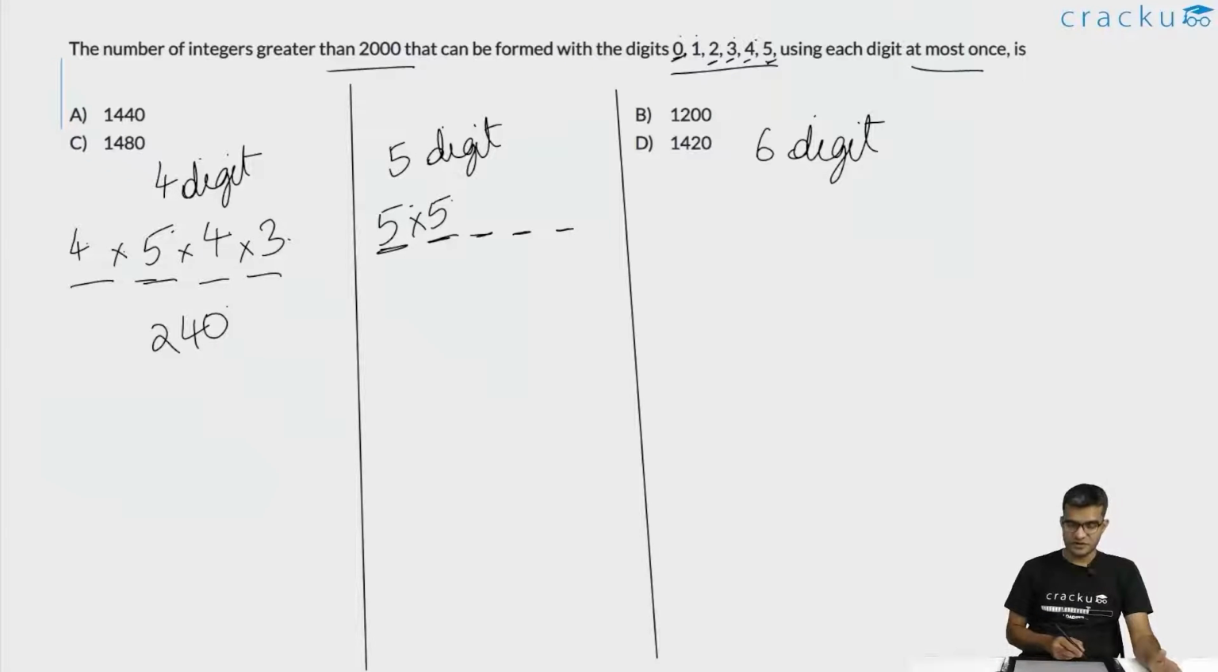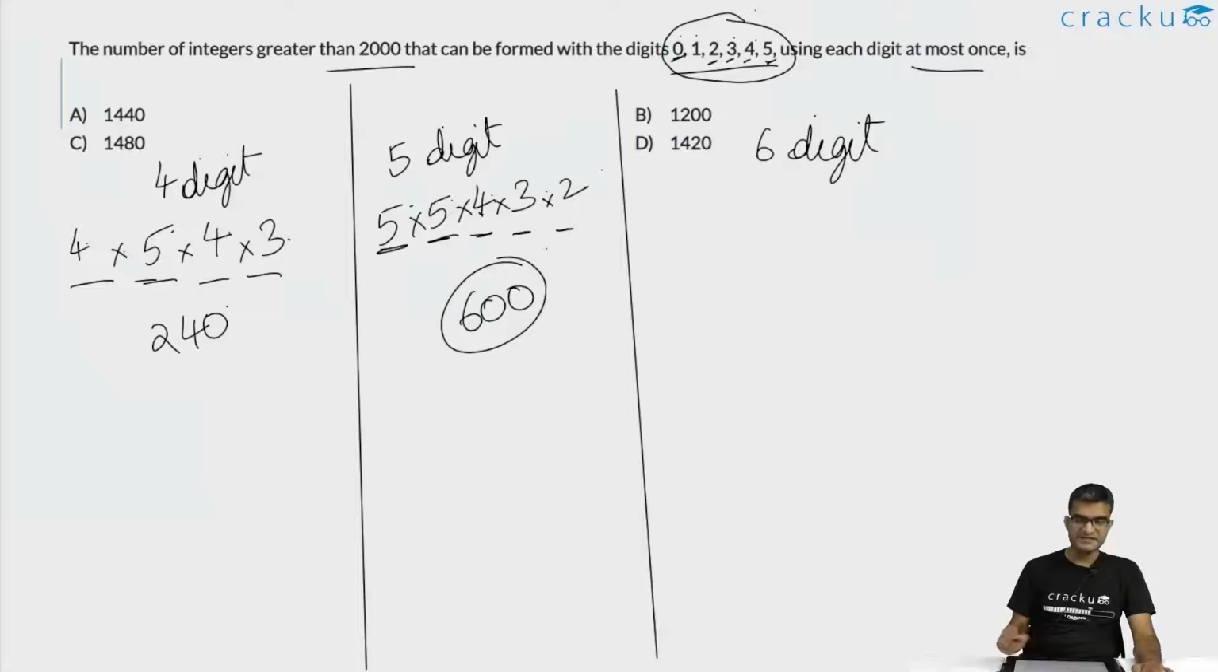So 2 digits are used now. Any one of the remaining 4 will be the third digit. Any one of the remaining 3 will be the penultimate digit, and any one of the last 2 will be the last digit. So the number of 5-digit numbers which can be formed using 0, 1, 2, 3, 4, 5 is equal to 5 into 5 into 4, which is 100, into 3 into 2, which is 600. Any 5-digit number which is formed using these digits will be greater than 2000.